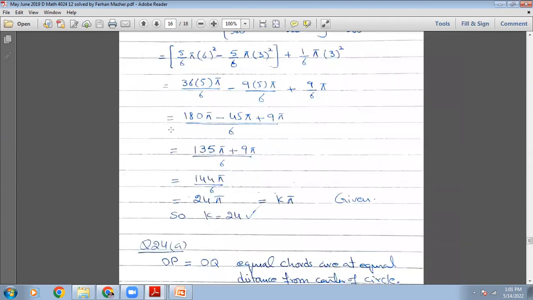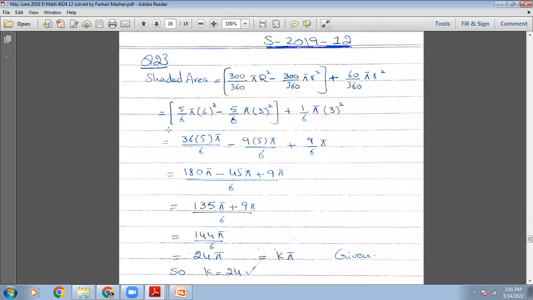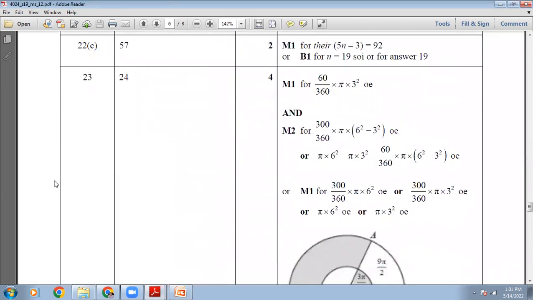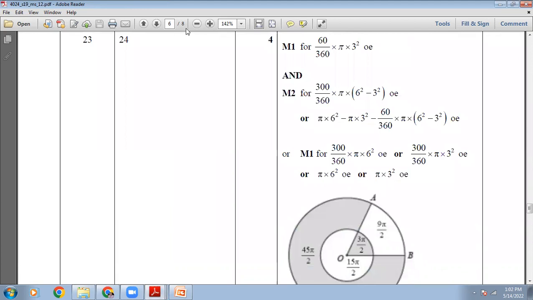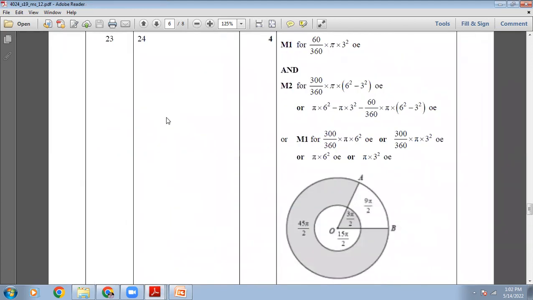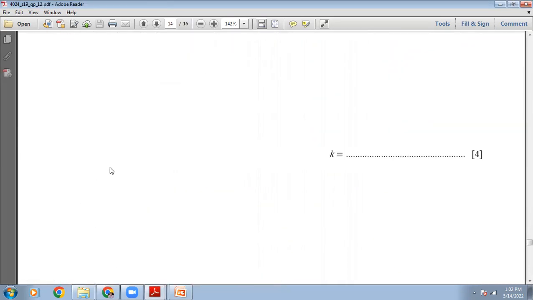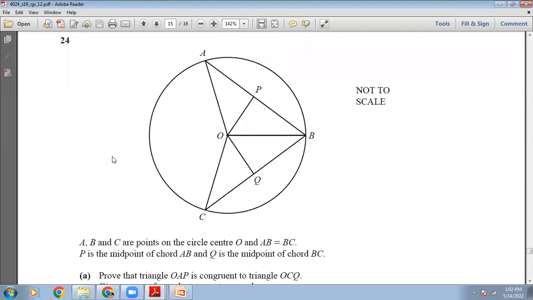Let me reduce the size so you can see the whole question all together. It's a little heavy question, but I hope you understand how this is done. Let's confirm from the marking scheme, the K value is 24. The marking scheme of this question is showing up on your screen. I hope you can see it. If you want to spend more time on this marking scheme, you can pause the video. Okay, so we are done with this question. We are going to the next question.